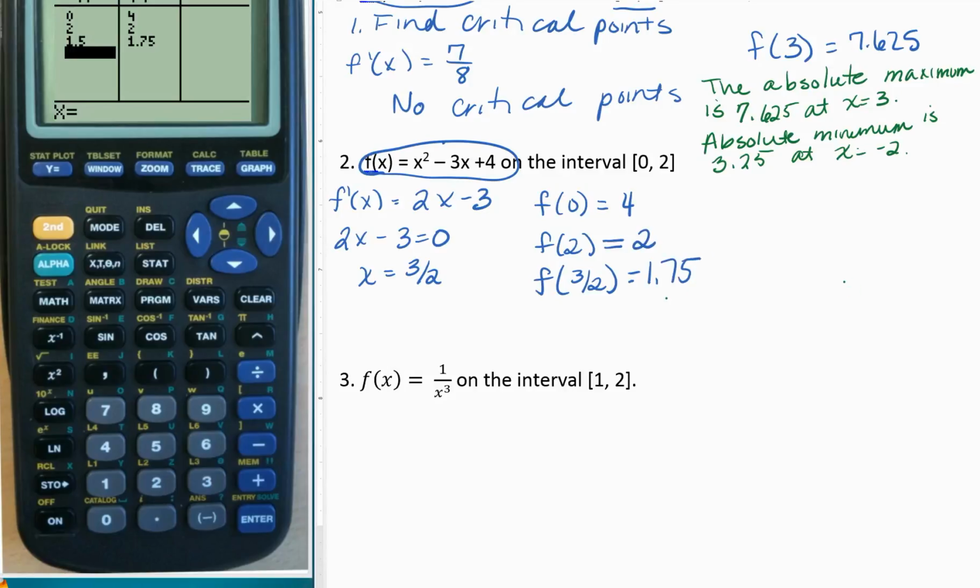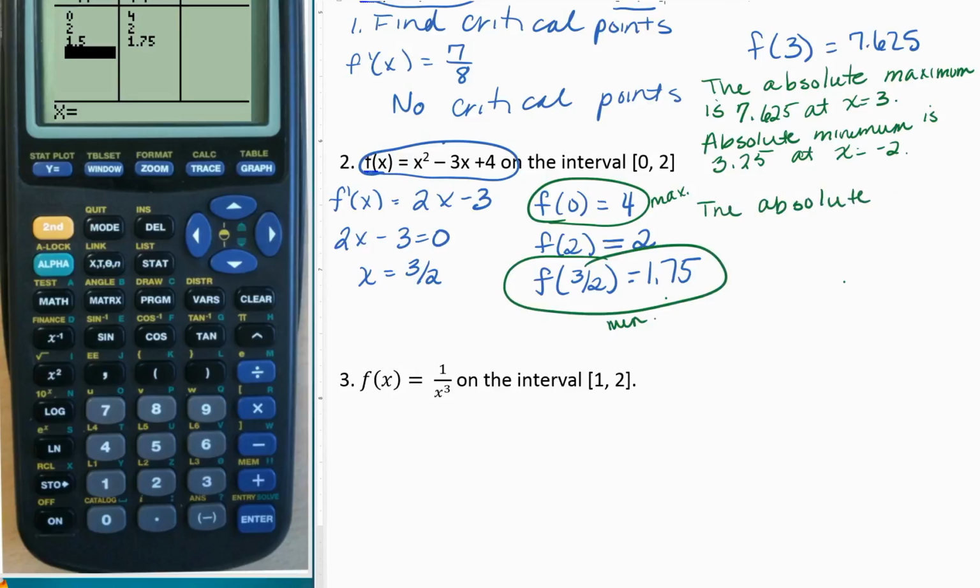So here we can say, so here's our max, and here is our min. So we can say the absolute maximum is 4 at x equals 0, and the absolute minimum is 1.75 at x equals 3 halves. Okay, let's do one more.